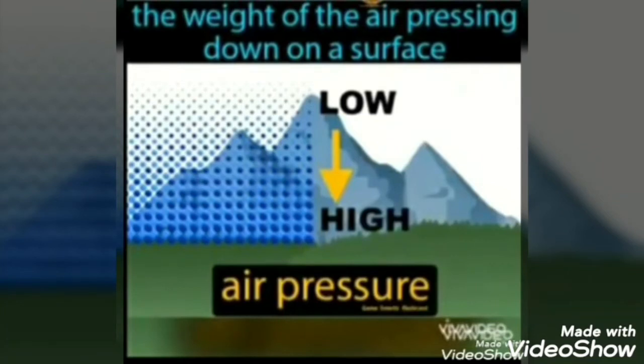Next is air pressure. Air is all around us. Air pressure is the weight of air pressing down on the surface of earth. When air pressure is high, the weather is usually fine and dry. When pressure is low, it is usually stormy or wet.